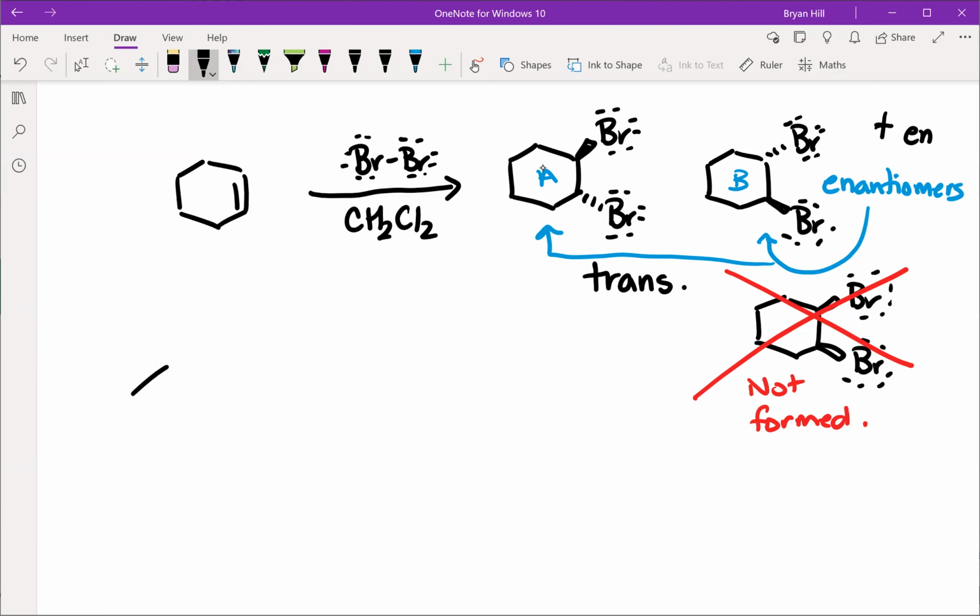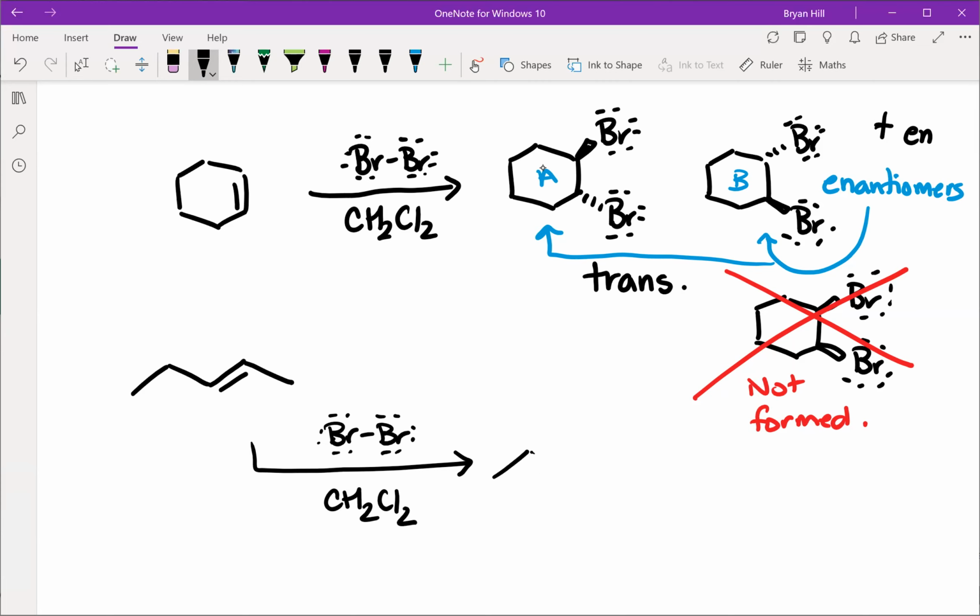So let's do another example here. Let's do this one, and we do the same reaction with bromine and dichloromethane. I'm going to add a bromine to each carbon. It doesn't matter which one's forward. So if I put this one forward, the other carbon has to be backward. The key point is, if you look at the way that I've drawn this molecule, I've kept this zigzag intact. So it's still the zigzag. As long as one bromine's forward and one bromine's backward, that's the correct answer.